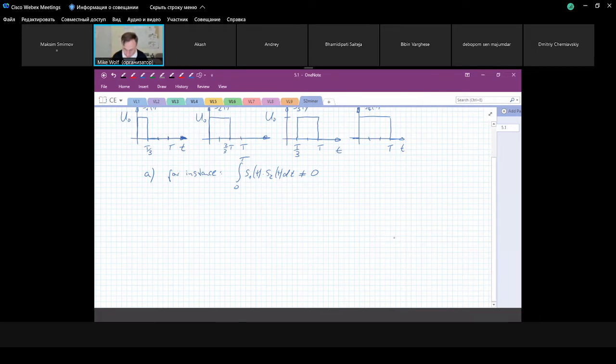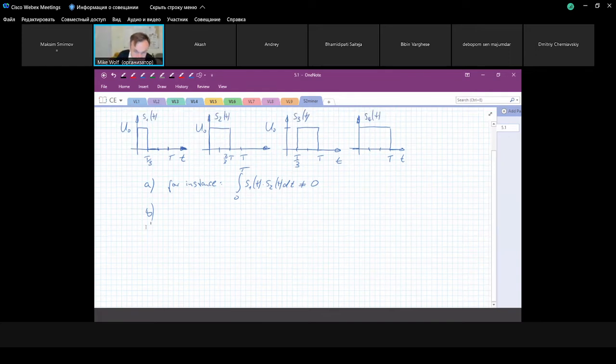So okay, now we have this, and now task B, find a set of orthonormal basis functions. Use the Gram-Schmidt orthogonalization procedure. And if you use this Gram-Schmidt orthogonalization procedure, you do the following.